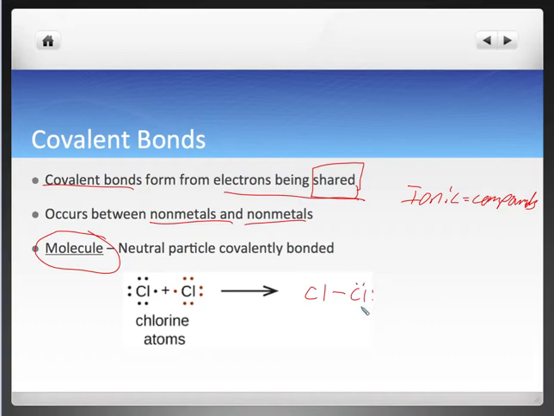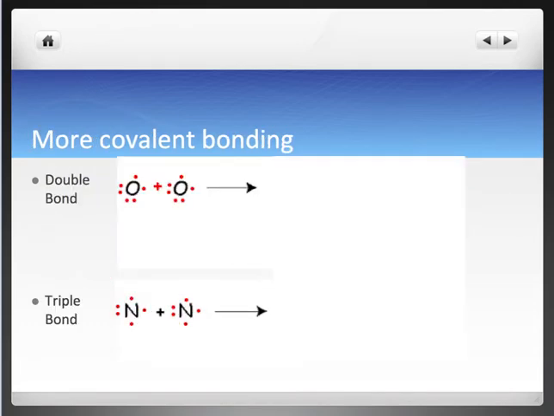So they form this kind of a setup, and this line is indicating 2 electrons, one being shared by either one, and the rest of them fill their outer shell. So these 2 are now stable, they're now happy, and they're sharing 1 electron. This is known as a covalent bond.